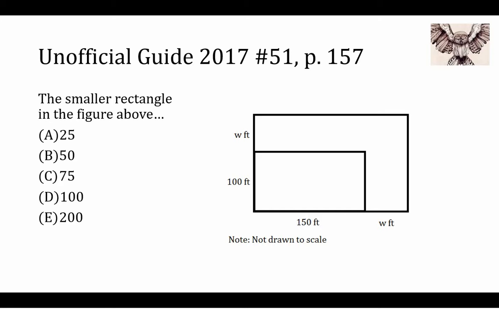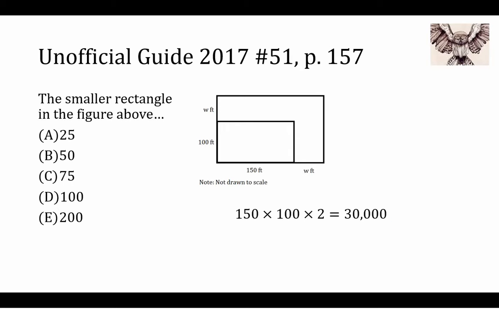W? Okay, so it looks like we've got this 100 by 150 foot lot, and we're going to extend on both sides by W, and it's going to double the size. So let's see, what does that mean? So it looks like 150 times 100 times 2, 30,000.